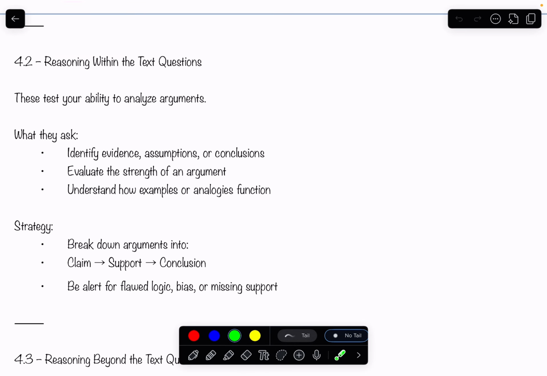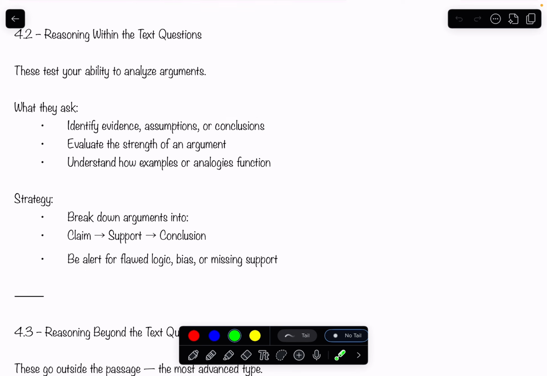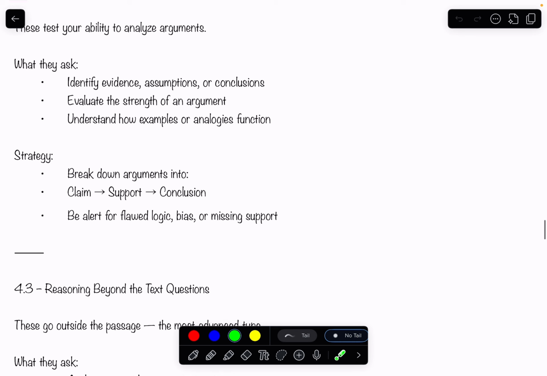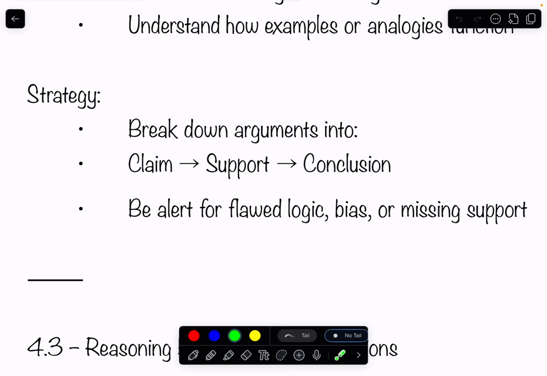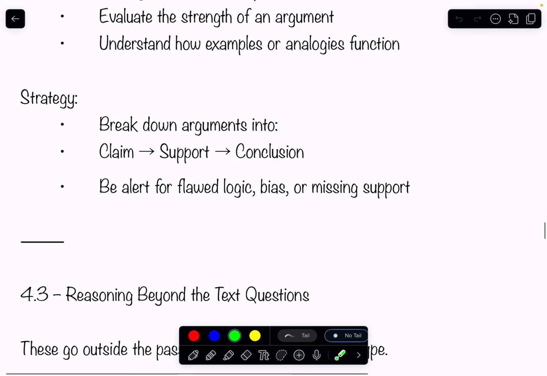Next, reasoning within the text questions. These test your ability to analyze arguments. They will ask you to identify evidence, assumptions, or conclusions, evaluate the strength of an argument, or understand how examples or analogies function. When you're doing this, you need to break things down. Start with the claim the author is making. Then think about how the author is supporting this claim. After you know the claim and the support, look at the conclusion. You need to be alert for flawed logic, bias, or missing support. This is key, and this is how they're going to test you.